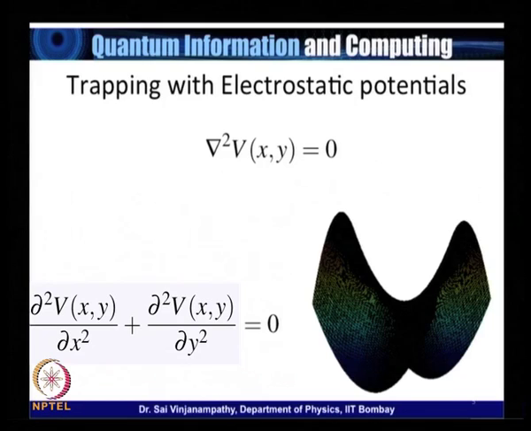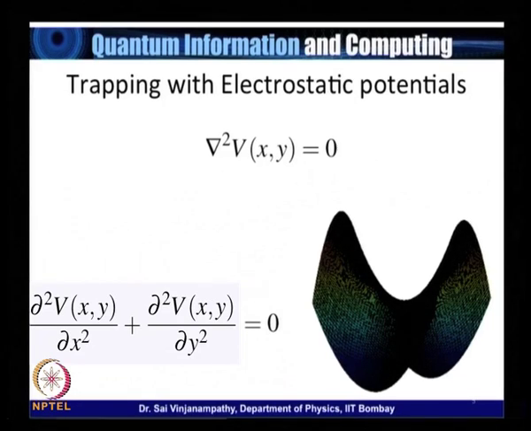Earnshaw's theorem is just a simple statement that a source-free potential must obey Laplace's equation, del squared V equals 0. Now, if we expand the del squared, we can write this for a two-dimensional potential as d squared V over dx squared plus d squared V over dy squared equals 0. And now we see what the problem is. The problem is that if the curvature of the potential along the x-axis is positive, let's say the first term here is positive, then the second term has to necessarily be negative for these two to add to 0.